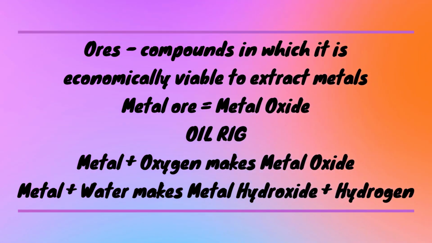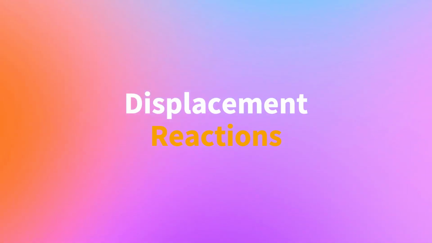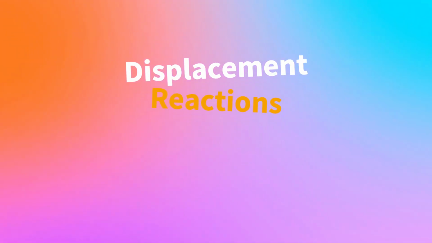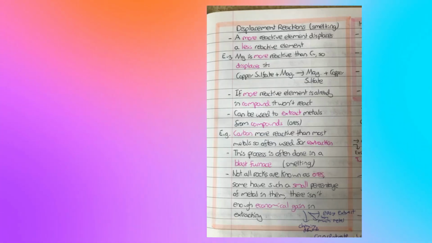And just a quick note that metal plus water makes metal hydroxide and hydrogen gas, and in the cases of alkali metals, this is an explosive reaction. The next topic is displacement reactions. This is where a more reactive element displaces a less reactive element. For example, magnesium is more reactive than copper, so it will displace it. Copper sulfate plus magnesium makes magnesium sulfate plus copper. Magnesium is more reactive, so it kicks the copper out of its compound and displaces it, so it's left by itself.